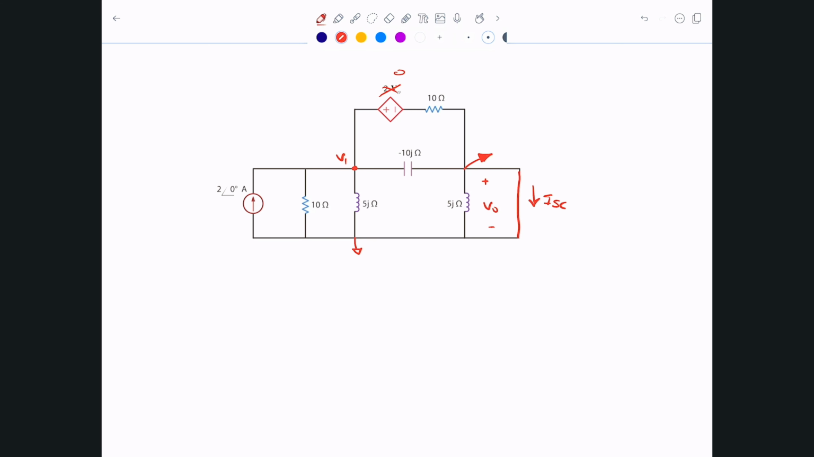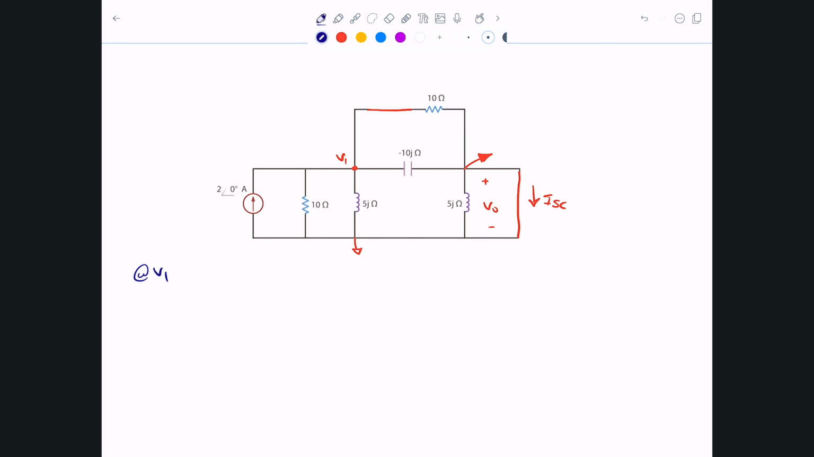So technically, I can just turn this source off. Again, this is just because of this situation now. So because this is a 0 here. And now we can write nodal analysis equation to figure out what this V1 is. And based on that, we can figure out what the I short circuit is. All right, so let's write nodal.